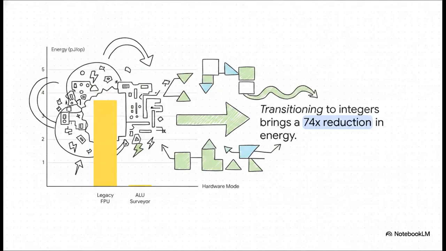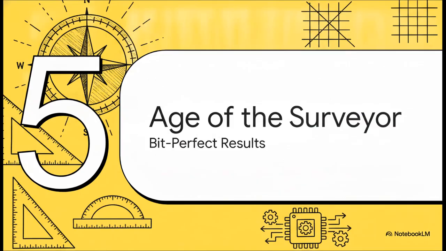And this brilliantly illustrates the real-world payoff of our heist. Notice the massive drop in the bar chart here? When you switch from legacy floating point calculations to this pure integer geometry, you trigger a staggering 74 times reduction in metabolic energy costs. Because we're stripping out insanely costly division and square root operations, and replacing them with simple addition and multiplication, the energy required drops to an astonishing 0.05 picojoules per operation. That's just wild. Section 5, Age of the Surveyor, Bit-Perfect Results.